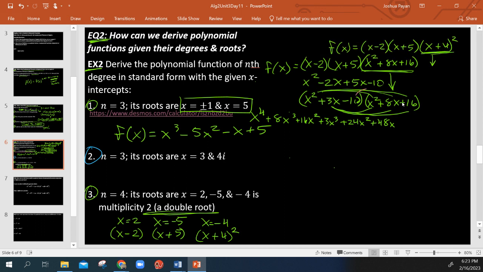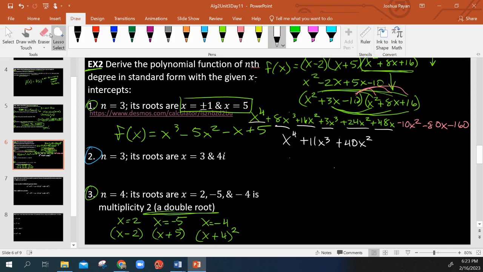So now I need to distribute the negative 10. That's going to be minus 10x squared, minus 80x, and minus 160. Okay, so now I'm just going to combine everything. x to the fourth combines with nothing. 8x to the third will combine with 3x to the third, so plus 11x to the third. Then 16x squared, 24x squared, 40x squared. Okay, 48x.